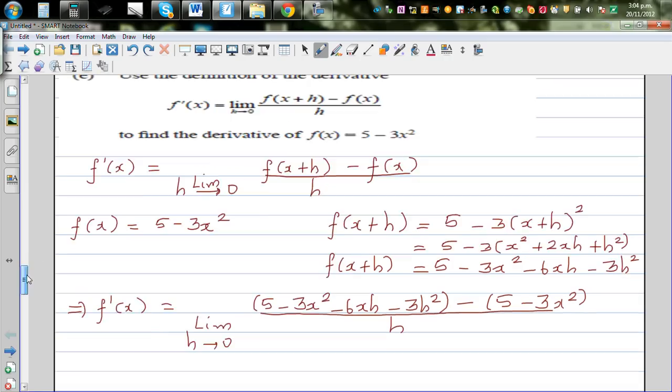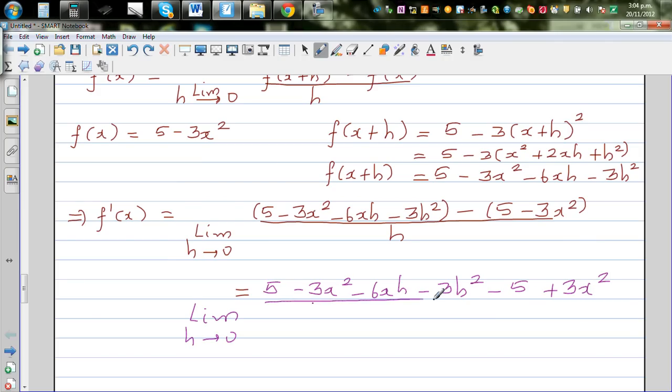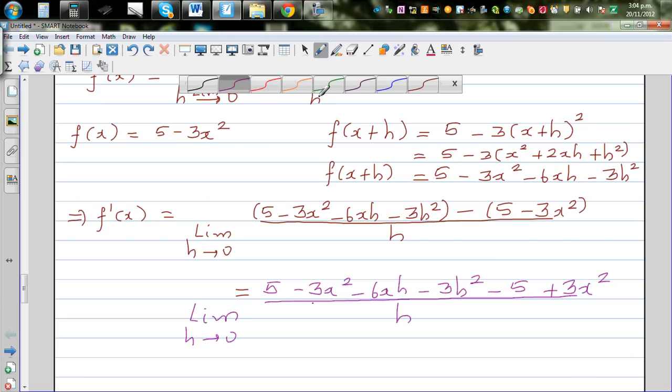So let's simplify the numerator. If you open the bracket, the limit as h approaches 0 of 5 minus 3x squared minus 6xh minus 3h squared minus 5 plus 3x squared, over h. So what will get cancelled? Plus 5 and minus 5 get cancelled. Minus 3x squared and plus 3x squared get cancelled.